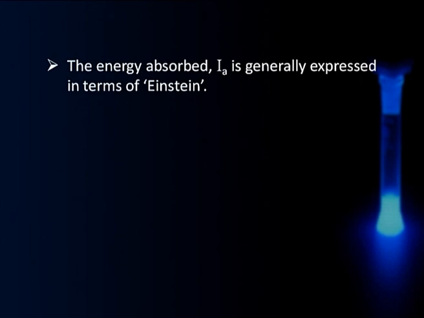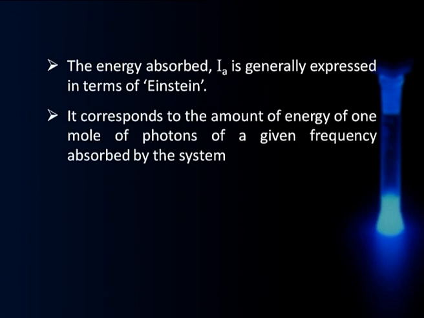Typically in the context of photochemistry, the energy absorbed, that is IA, is generally expressed in terms of a quantity called Einstein. Einstein is actually the quantity of absorbed radiation. What does it mean? Basically, 1 Einstein of energy corresponds to the amount of energy of 1 mole of photons of a given frequency absorbed by a system. Suppose there is 1 photon, say a 500 nanometer photon. You can work out E is equal to h nu or h c by lambda, which gives the energy of 1 photon.